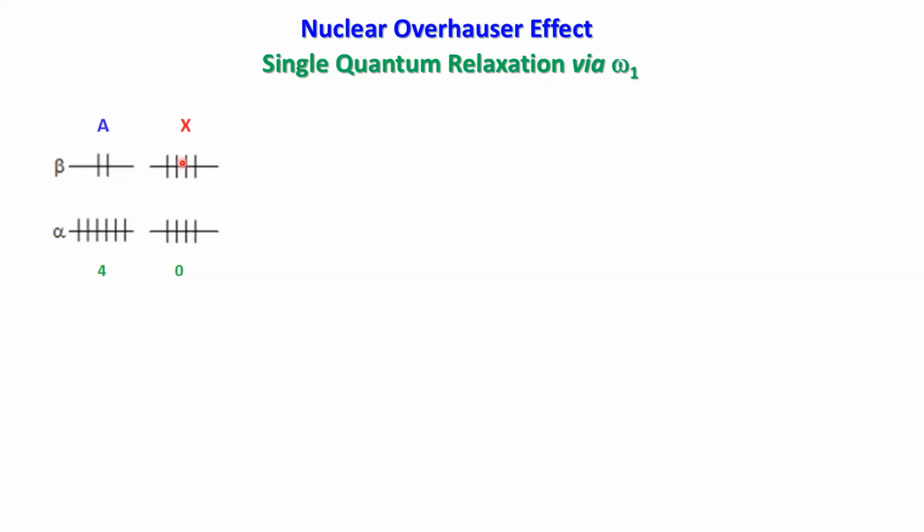So let us look at that relaxation route. I have considered the single quantum relaxation via the omega 1 route. Before relaxation, the signal of A nuclei has excess population 4, so I took the intensity as 4, and for X there is no peak.